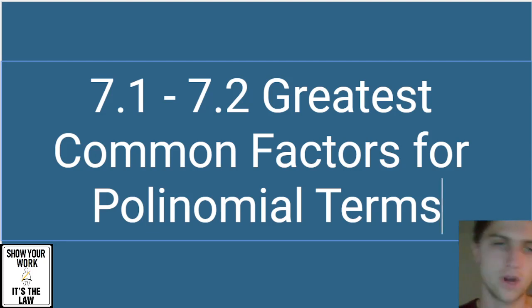All right, let's jump right into it. 7.1 through 7.2, greatest common factors for polynomial terms. So let's just review what factors are and then greatest common factors, and we'll see how they apply to polynomials.